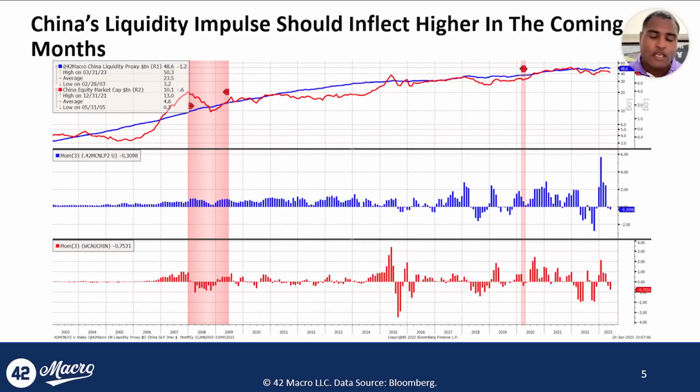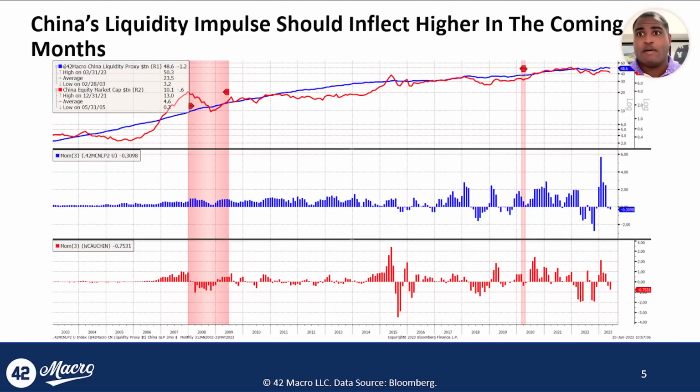So the PBOC cut their benchmark 7-day reverse repurchase rate by 10 basis points last week. They also cut their 1-year medium-term lending facility rate by 10 basis points last week. We've seen follow through by Chinese banks this week. They're cutting their 1-year and 5-year loan prime rates by 10 basis points. And this mirrors the series of easing measures we saw in the middle to second half of 2022 that really helped the Chinese liquidity impulse inflect positively, alongside obviously a lot of PBOC open market operations and medium-term lending financing itself. And so that's something we would expect to see over the coming months.